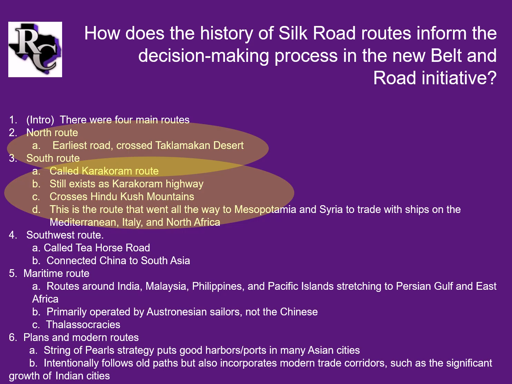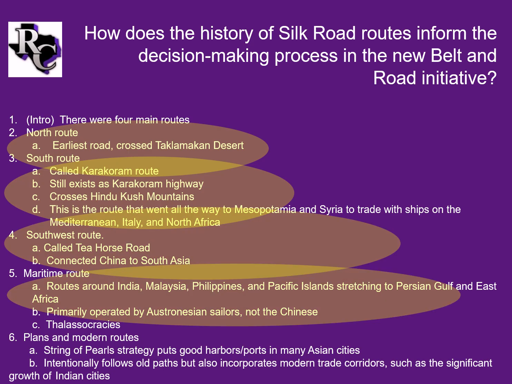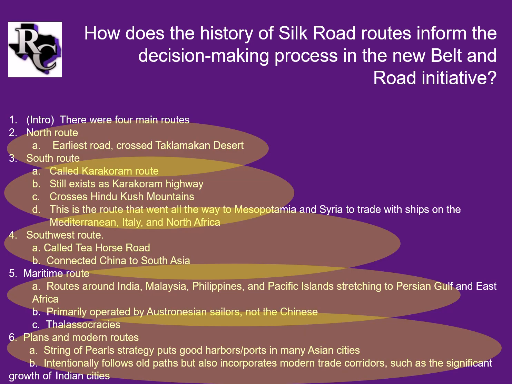Looking through the main topics, 4 main routes in ancient times were called the Silk Road. One last subtopic covers the plans for modern routes. Notice the research question is at the top of the page. Keeping it close helps you focus on it.